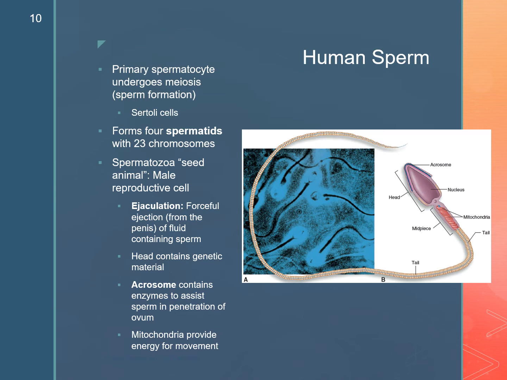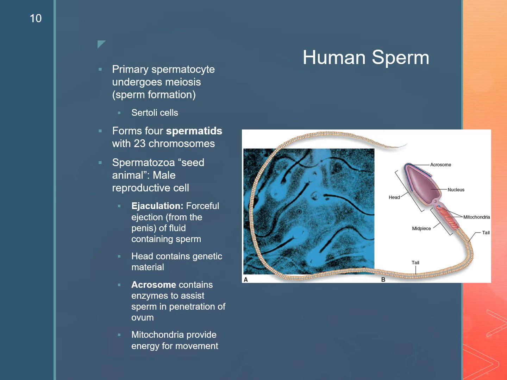And then some terminology to familiarize ourselves with. The first one is ejaculation, and that's defined as forceful ejection of fluid containing sperm. And then the anatomy of the sperm is also something we need to be familiar with. So if you look at this picture here, there's the head of the sperm, and the head of the sperm is what is going to contain that genetic material. And at the very tip or very nose of the head of the sperm, we have something called the acrosome.